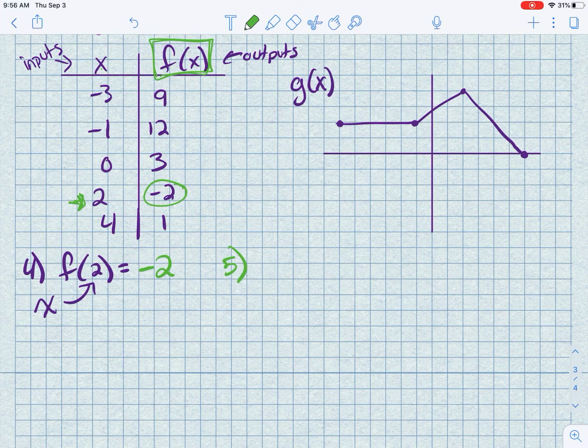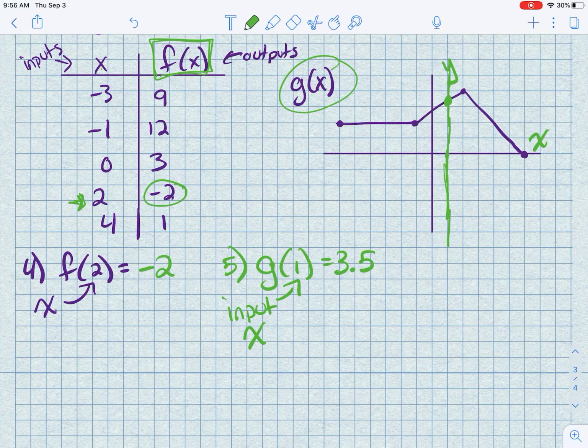Okay, try another one. We're going to do g of 1. Well, where's the g function? Here's the g function up here in the graph. Okay, this 1 is my input, which is my x value. Remember, your x's are side to side, your y's are up and down. So where is x equals 1? Right here. If I look down, I don't ever hit a line. If I look up, where do I hit that line? Right here. So where are we? About 1, 2, 3, about 3.5. So we have 3.5.